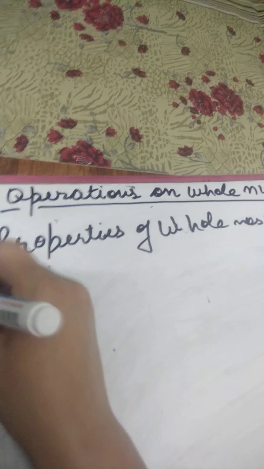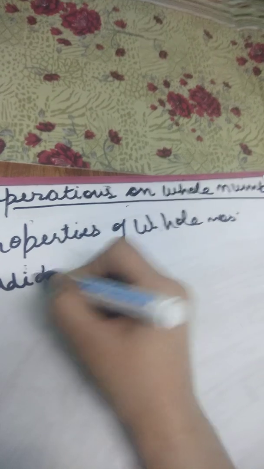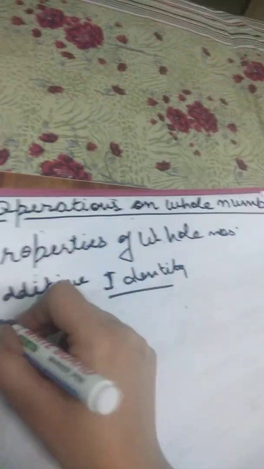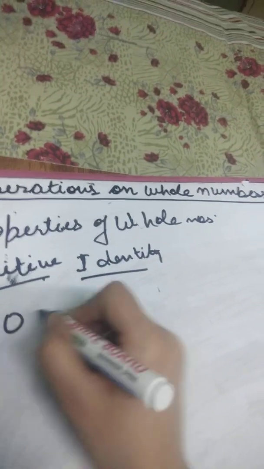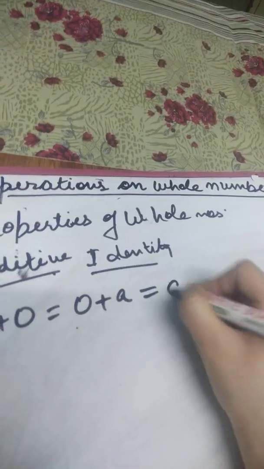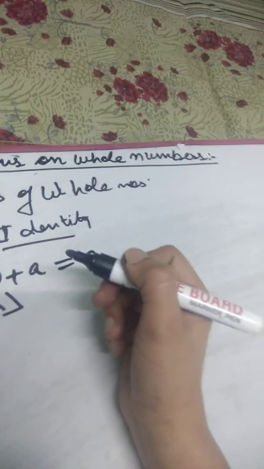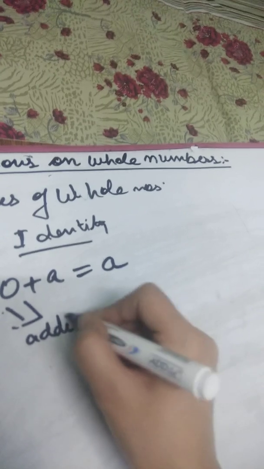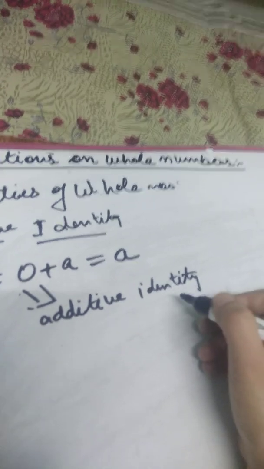So next we have here existence of additive identity. It says if A and B are any whole numbers, then A plus 0 is 0 plus A. Did you notice I have just changed the order here? And that is equal to A. And 0 is called the additive identity for whole numbers.